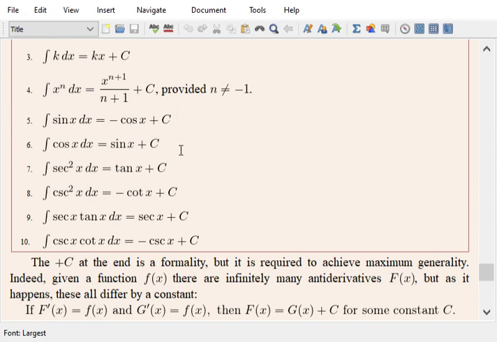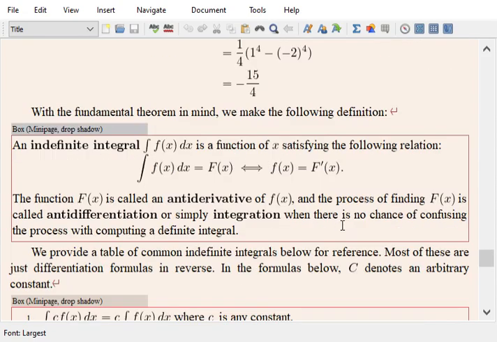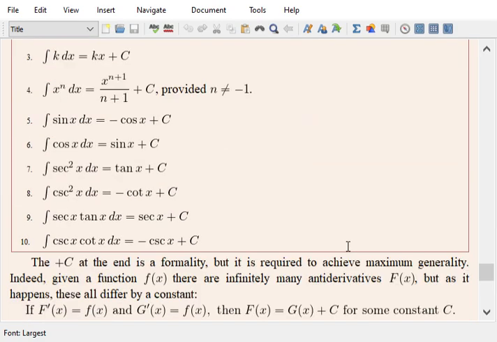So why do we add a plus c at the end of an antiderivative? It's a formality, but really the reason that we're doing it is because we want the indefinite integral to be as general as possible. So remember what the indefinite integral is actually doing. It's an antiderivative. It is some function, any function, whose derivative equals the thing that we were given. Now here's the thing. There are infinitely many antiderivatives for a given function.